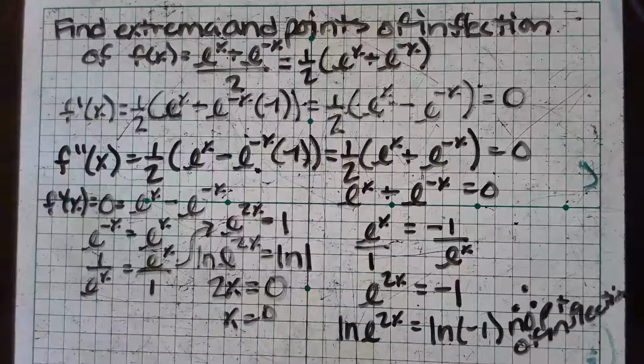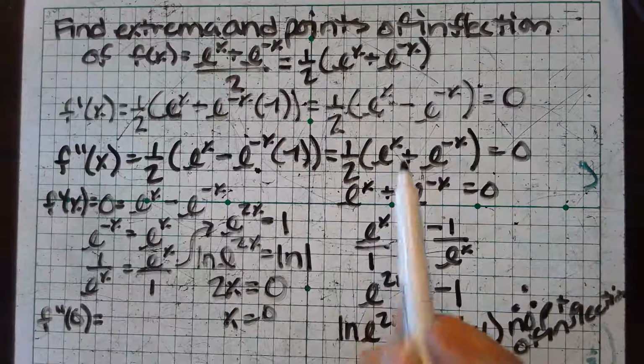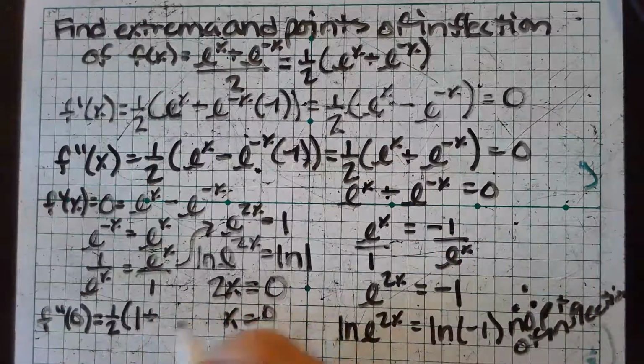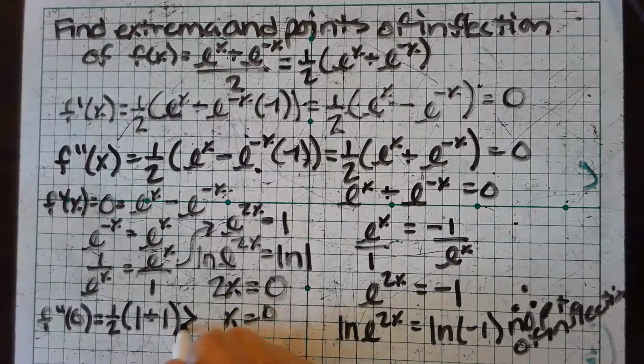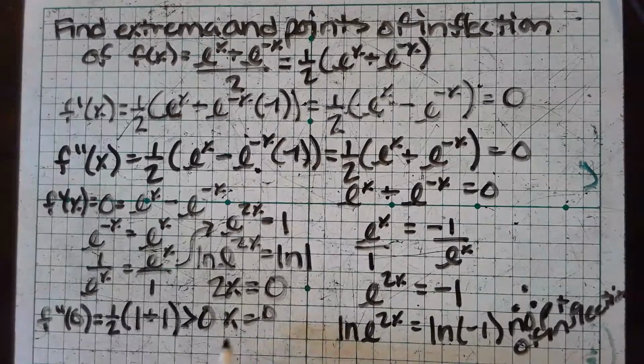And I just need to figure out, is this a max or a min? Well, by the second derivative, when I plug in 0, if I go back to the second derivative of this right here, I get 1/2. e to the 0 is 1, plus e to the 0 is also 1. So this is going to be positive, greater than 0. When it's greater, we're going to have a relative min at x equals 0.